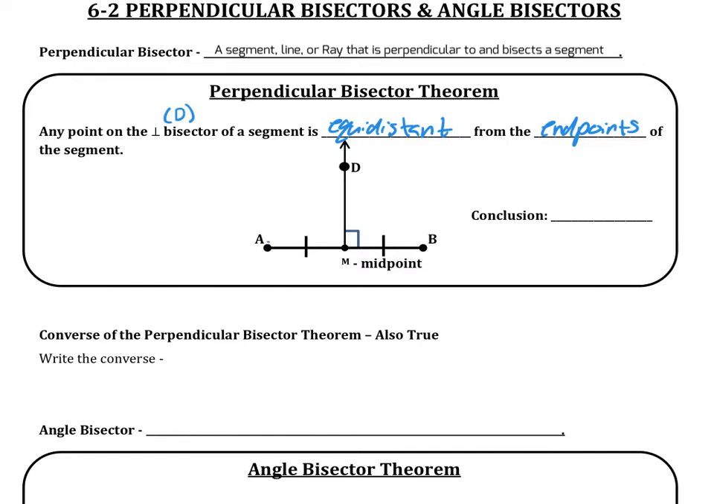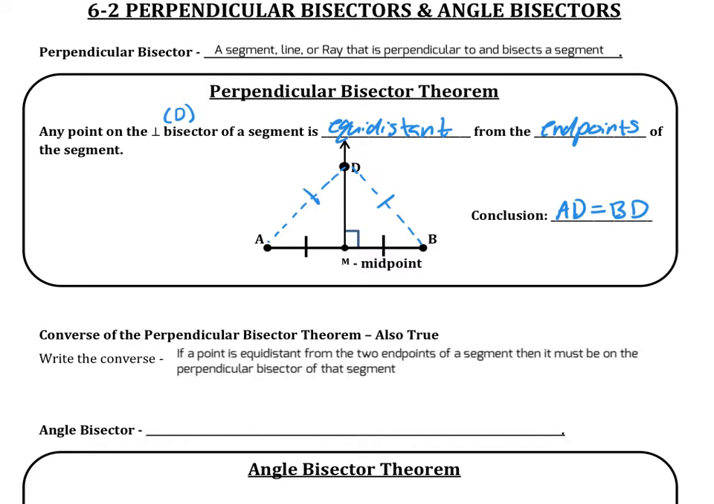So what we're saying is that the distance from A to D and the distance from B to D are the same. Or if we make this little triangle, these segments are congruent. So we would say AD, that distance, is equal to BD. Okay, so we're talking about distances.